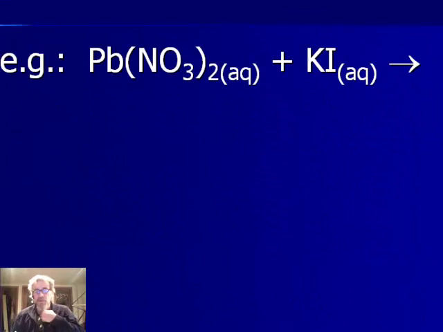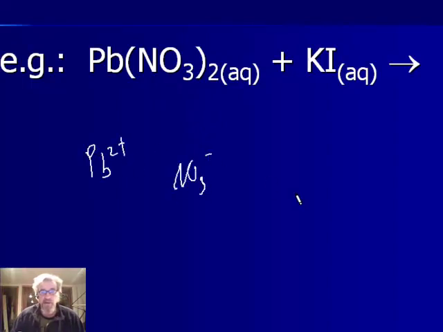Let's try another example. Here's lead-2 nitrate with potassium iodide. So I'm going to look at what ions are there. I've got Pb2 plus here. I've got nitrate, NO3 minus. I've got potassium, 1 plus, and I have an iodine ion. Group 1s are always soluble. Nitrates are always soluble. So when I pair these two together, I'm going to have something that dissolves in water.